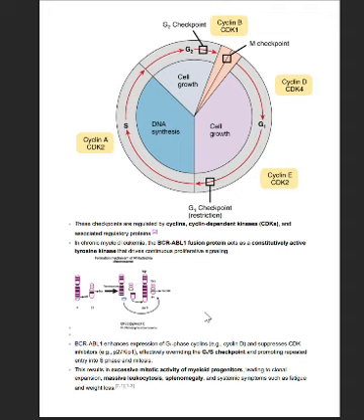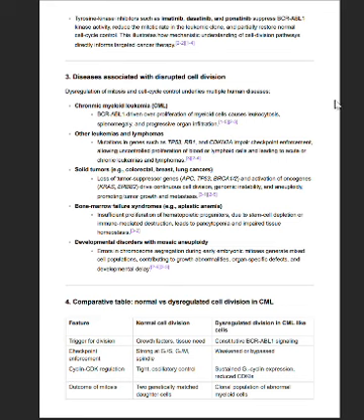This results in excessive mitotic activity of myeloid progenitors, leading to clonal expansion, massive leukocytosis and splenomegaly, and systemic symptoms such as fatigue and weight loss, as we have seen in the earlier case. And from this perspective, let's see some diseases associated with disrupted cell division, and these include, as we have seen, CML and other leukemias or lymphomas, which means blood cancers, and sometimes solid tumors, bone marrow failures, and developmental disorders. So these are the diseases.